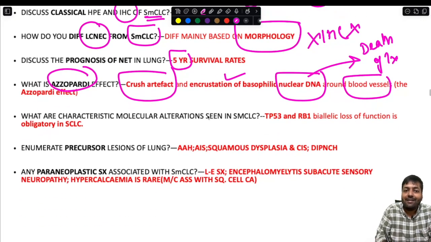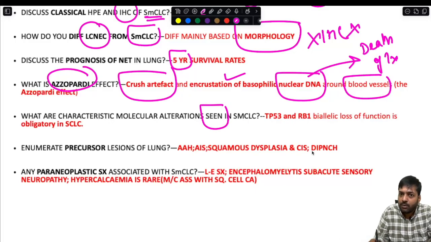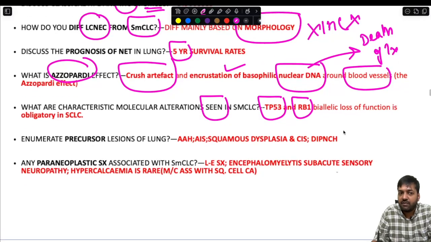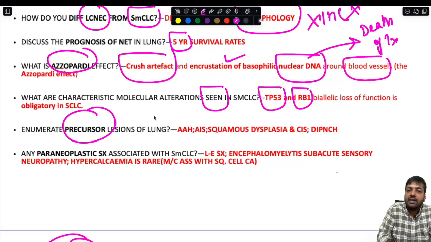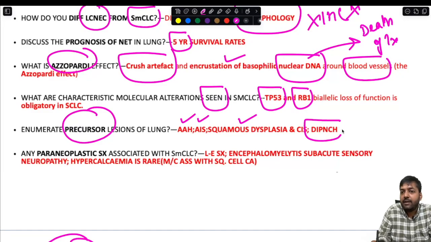What are the characteristic molecular alterations seen in small cell lung carcinoma? TP53 and RB1 biallelic loss of function is compulsorily seen in small cell carcinoma of the lung. Enumerate the precursor lesions of the lung. They are atypical adenomatous hyperplasia, adenocarcinoma in situ, squamous dysplasia and carcinoma in situ, and DIPNECH, that is diffuse idiopathic pulmonary neuroendocrine cell hyperplasia.